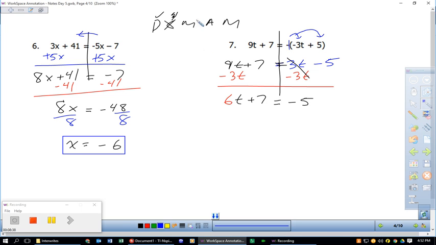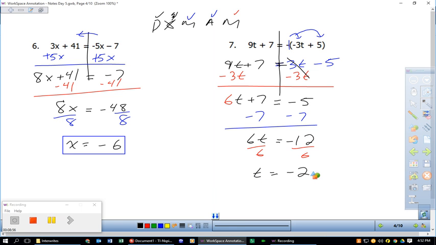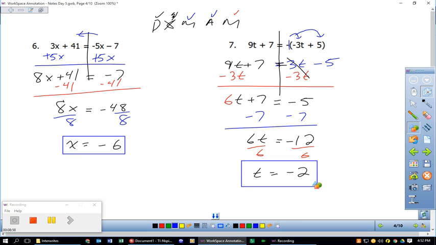Add or subtract, move variables, add, subtract. We're going to subtract 7. That will give us a negative 12 with our 6t. And then last, multiply, divide. Divide by 6. So t equals negative 2. All right, number 8.